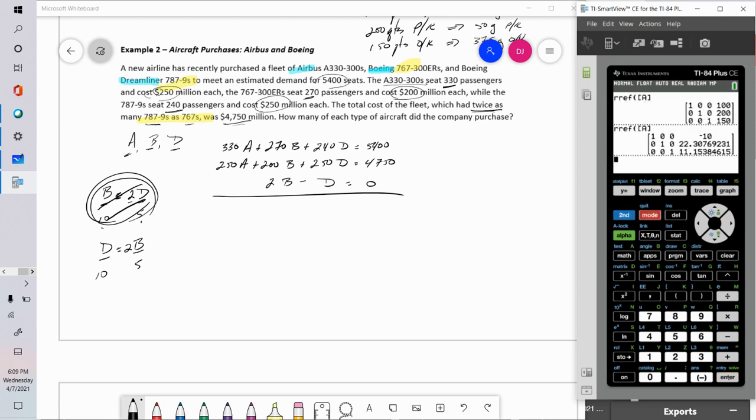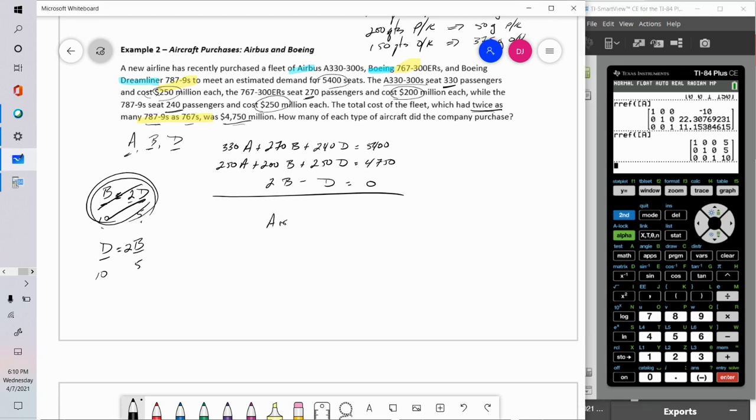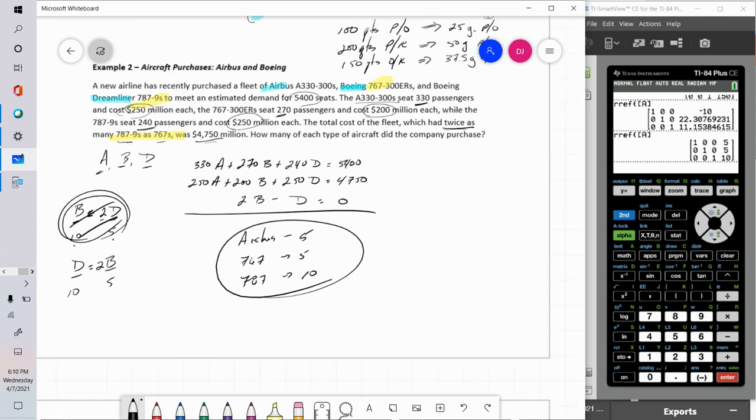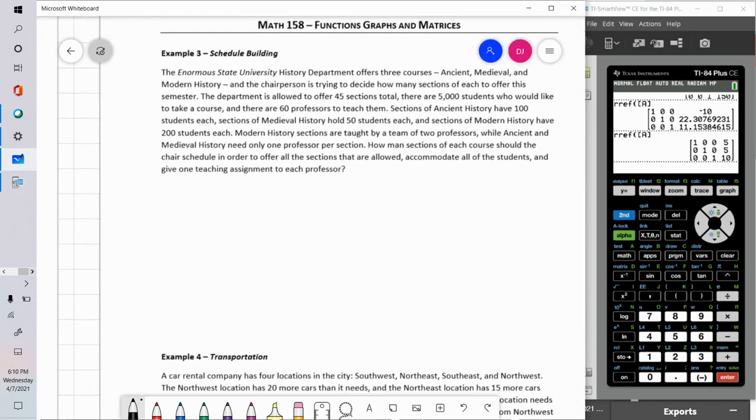And again, repeat that previous command by simply pressing enter. And you'll notice that the Airbus, we need 5 of those. The 767s, we need 5 of those. And the 787s, we would need 10 of those. And then that situation will meet our demand. Okay? Let's do a couple more.